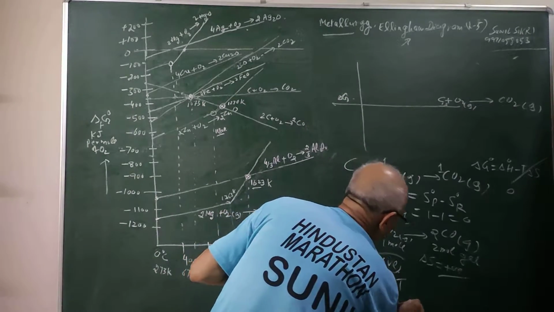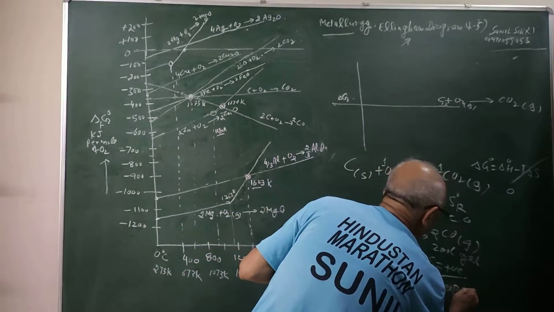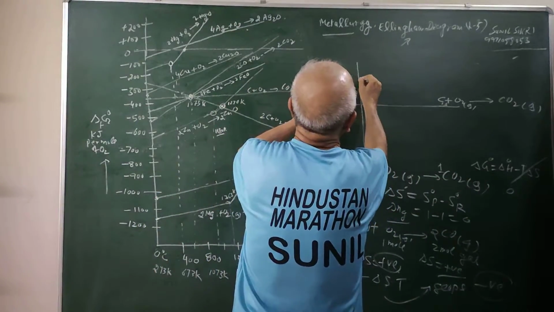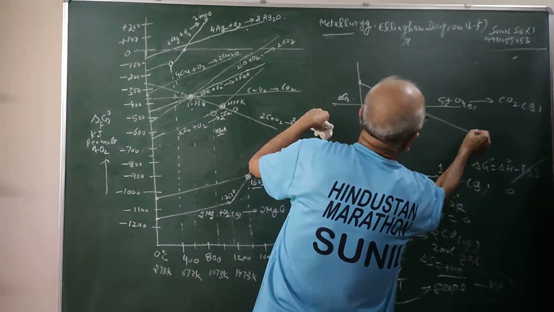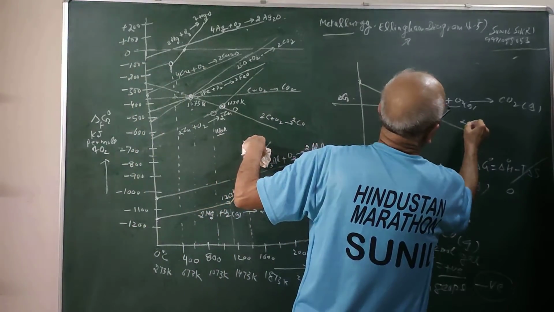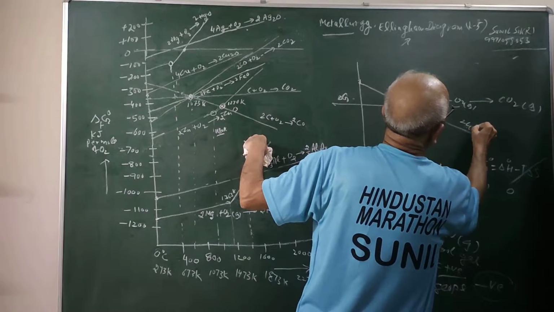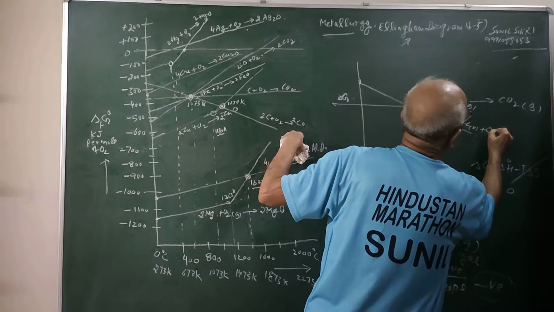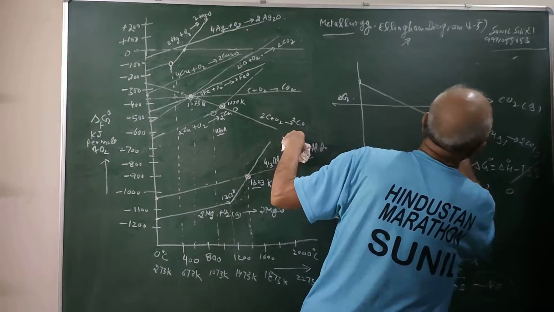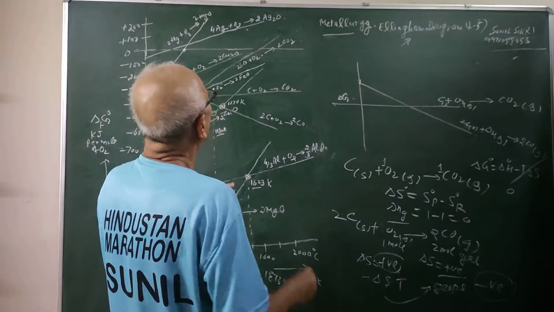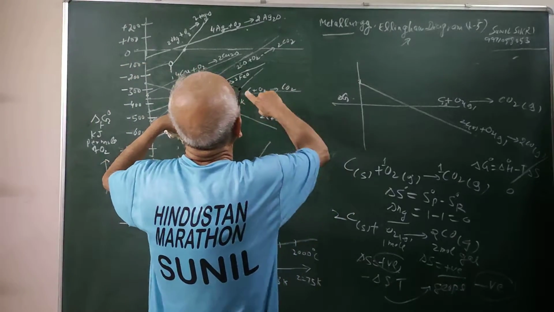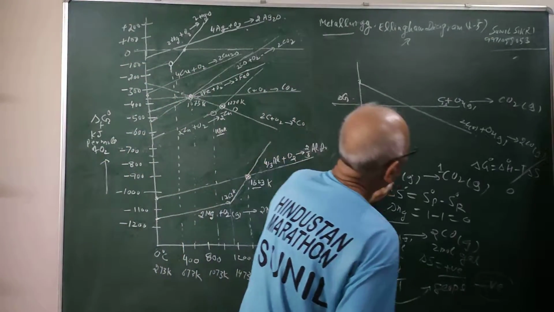So the slope is negative, students. Slope is negative. So what is happening? You can see this is a story. So here for this, 2C solid plus O2 gas gives 2CO gas. So the slope is negative in this case. There is another one which we have shown, carbon monoxide to carbon dioxide. Let us see what will happen to that.